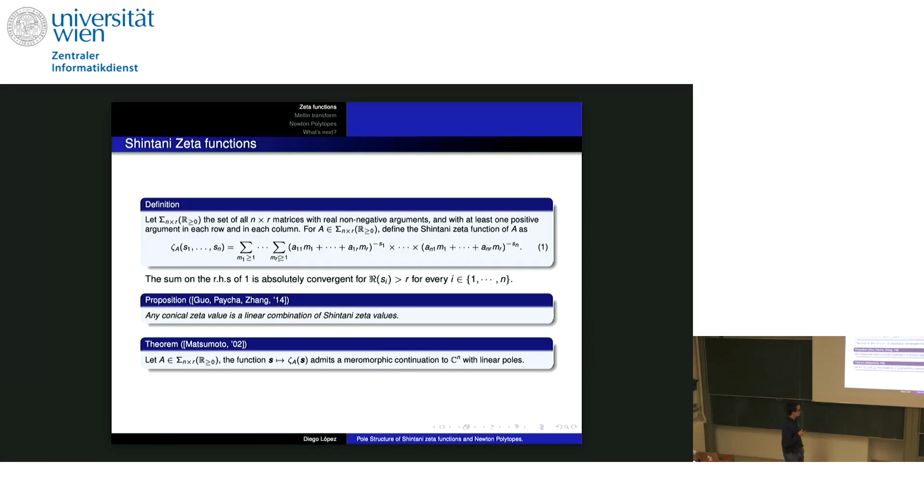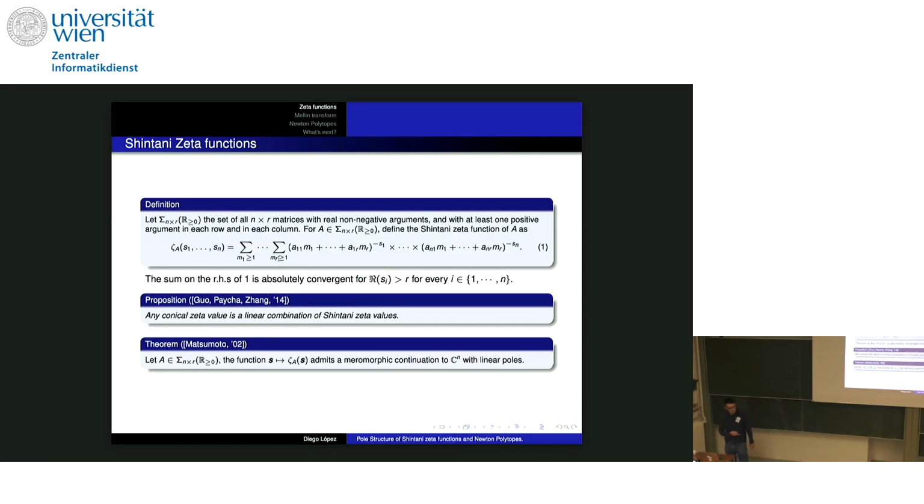Okay, Matsumoto proved in 2002 that such Shintani zeta functions admit a meromorphic continuation to the whole complex space C to the n with linear poles. And what I want to tell you in this short communication is a refinement of this theorem, in which we have a very precise description of those hyperplanes which contain these linear poles.